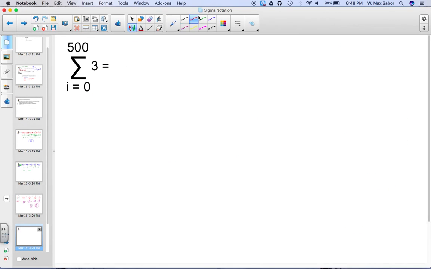And this is kind of a trick in some sense. This is a really easy sum to evaluate once you're comfortable with what it means. This is from 0 to 500, so there are going to be 501 terms. 500 minus 0 plus 1. There are going to be 501 terms added here.